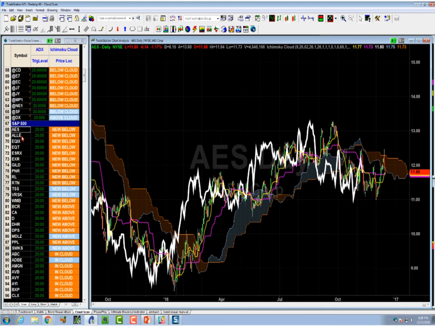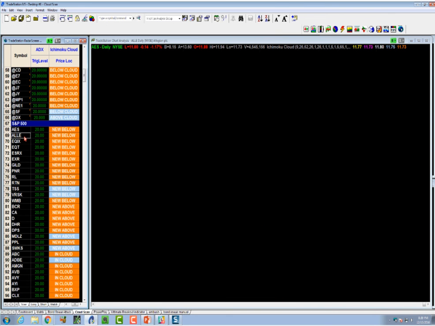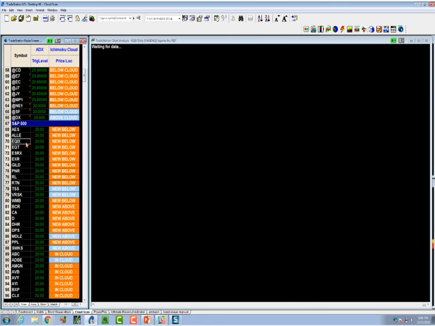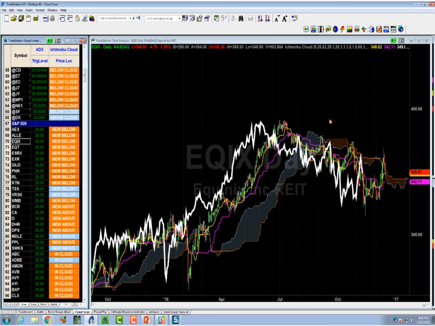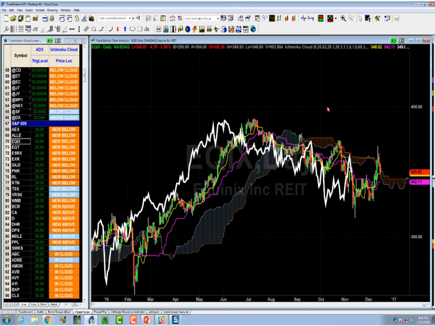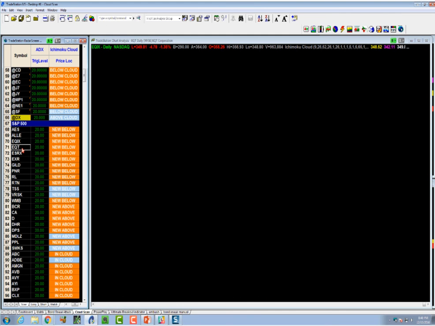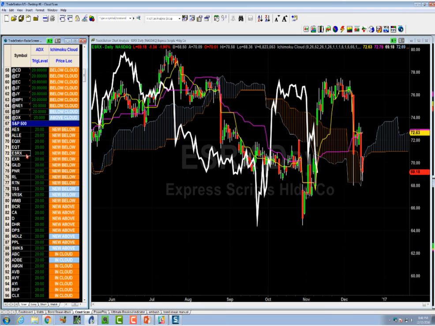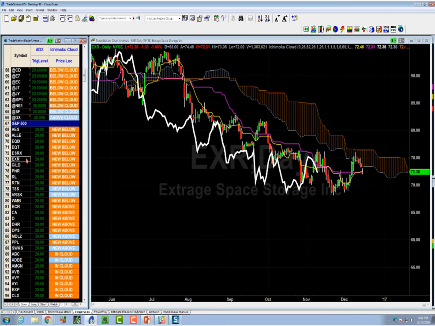So then let's take a look at ALLE. It's newly below the cloud. That's better. I like that one a little bit better. Let's take a look at EQIX, newly below the cloud. It's a little sloppy. It's not perfect, a little sloppy. EQT, little sloppy. ESRX, little sloppy. Ah, here we go. Perfect one. ERX. So we only had to scan through 5 of them really quick.